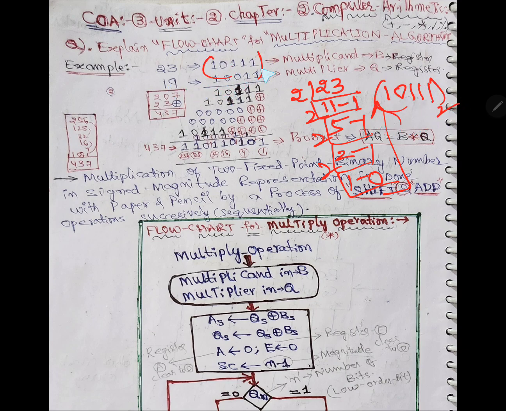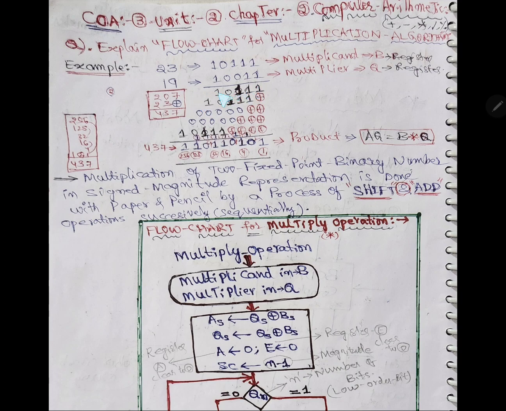See here, 1 0 1 1 1. Similarly, 19 also change it into binary, same like this. So then we need to do multiplication operation. How? 1 into 1, see here, this we know.